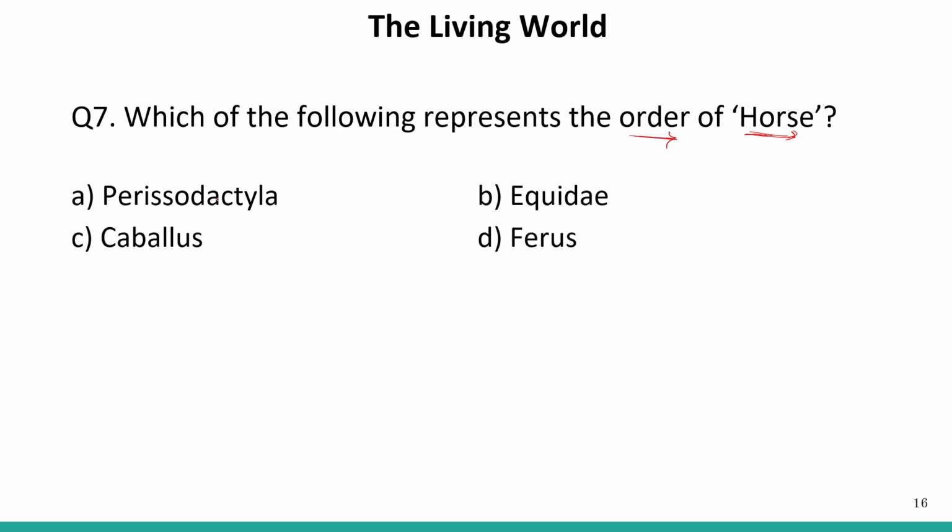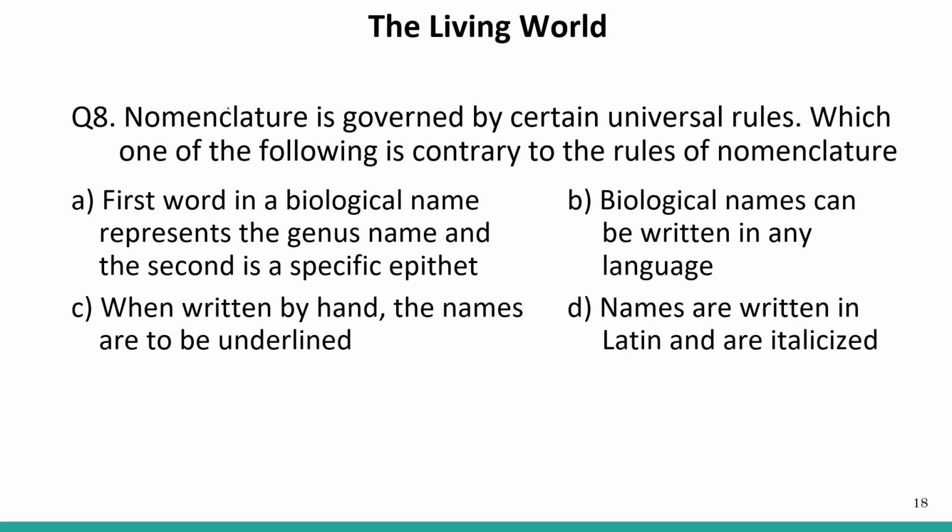Alright, so the options are Perissodactyla, then Equidae, then Caballus and Ferus. So the correct answer is option A. This is a very straightforward question. Alright, this should be the correct answer. Now the next question is, nomenclature means naming of the living organism.